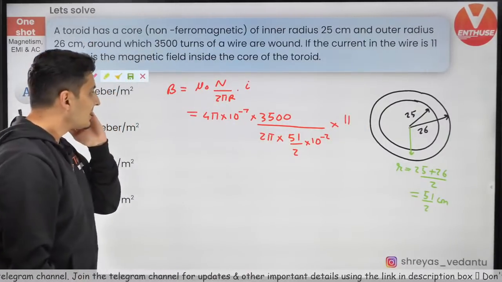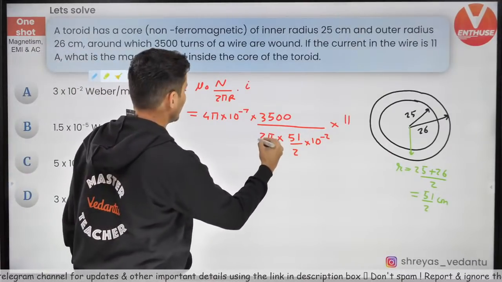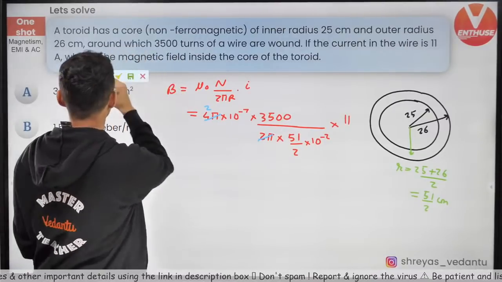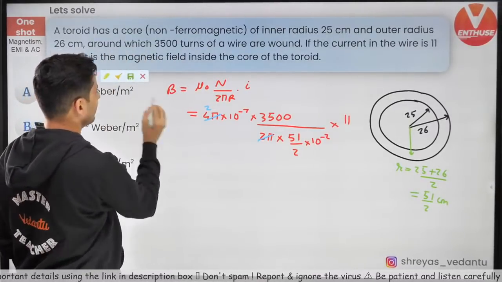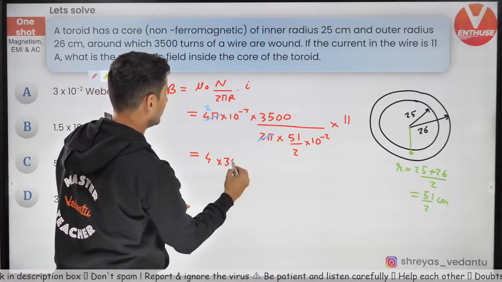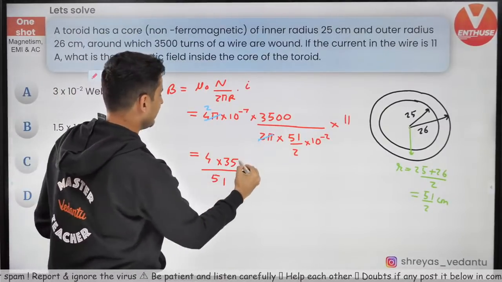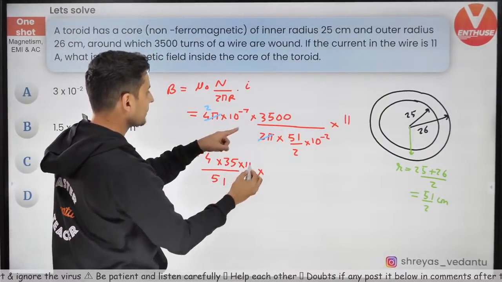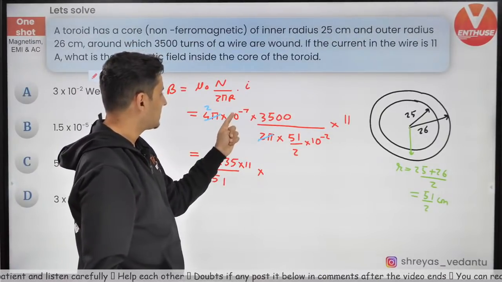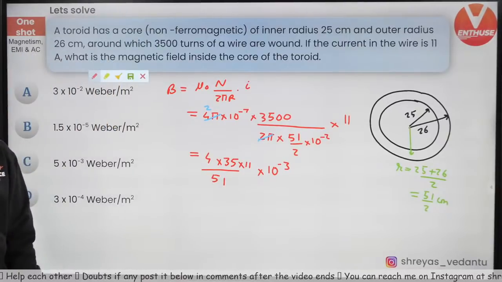Okay, fair enough. That's it. Now do the math, you'll get the answer. Just see what will get cancelled, like 2 pi and 4 pi. This will become 2 times. This 2 into 2 will become 4, I believe. And 35 will come here. And 51 will come down. And that 11 will also come over here. And into 10 to the power 2, 10 to the power 2, 10 to the power 4, 10 to the power minus 7, and 10 to the power 4, 10 to the power minus 3. Just do the math and see how much you are getting.